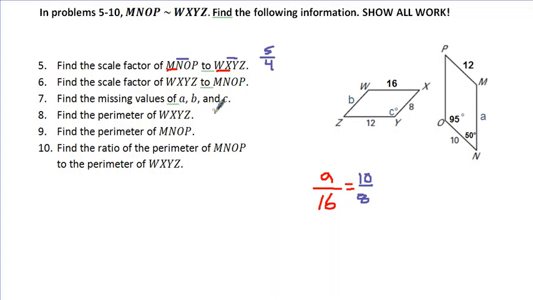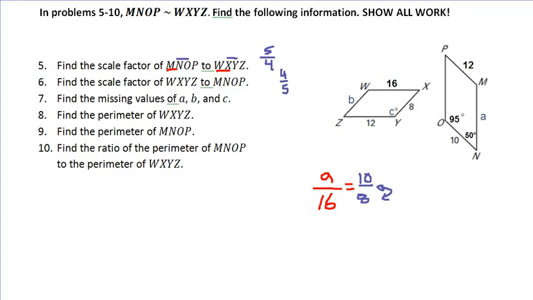Next problem asks us to find the scale factor going the other way. So instead of 10 to 8 for NO to XY, we want to look the other way around, XY to NO. So it's going to be flipped around. Your answer here is going to be flipped, 4 over 5.